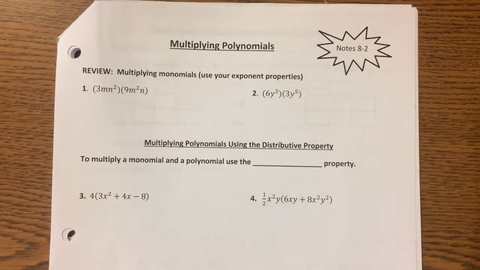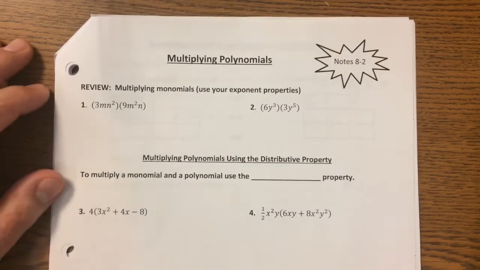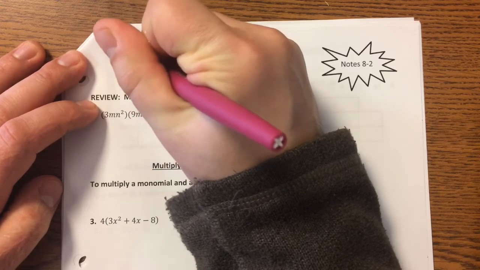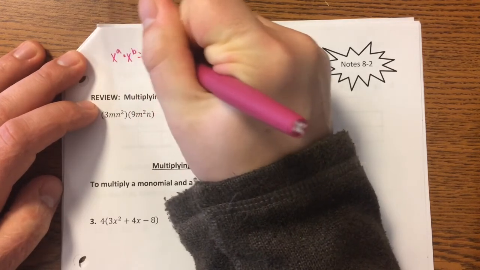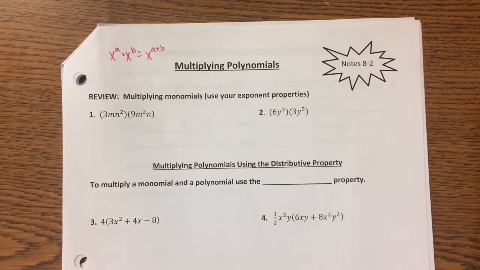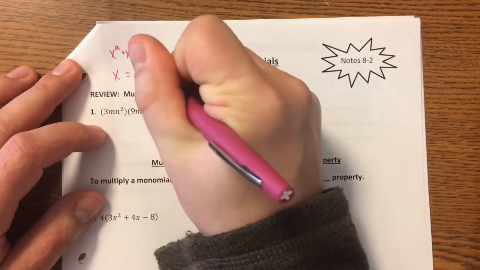So yeah, to recap from the last unit, I just want to write this on your notes too, along with it being up on the board. If you multiply two powers that have the same base, you're going to add the exponents. Right? It's the product property. Also, if you see a variable with no exponent, that's assumed to be a 1.